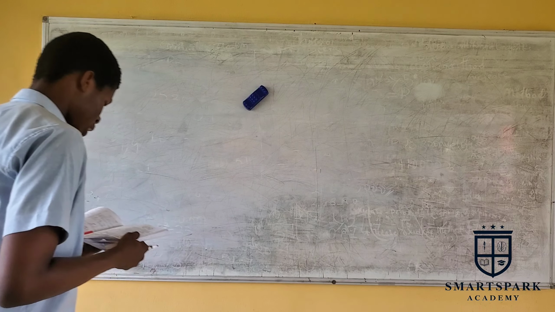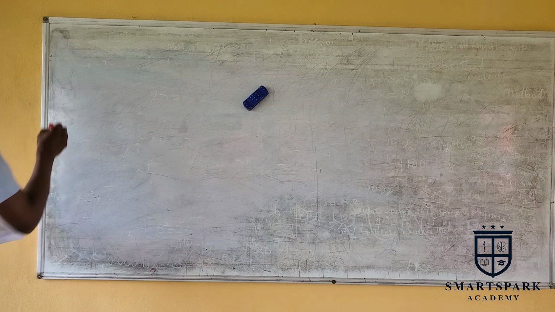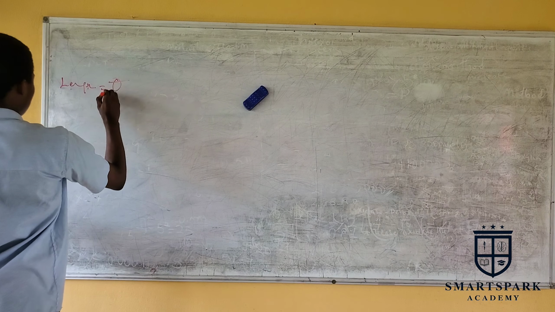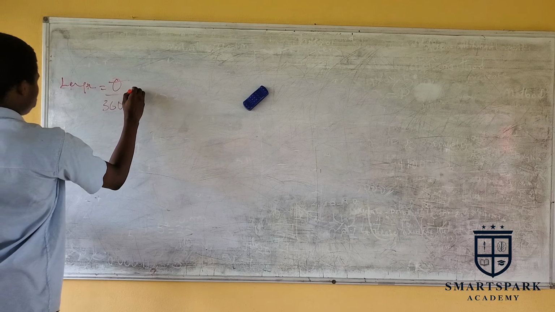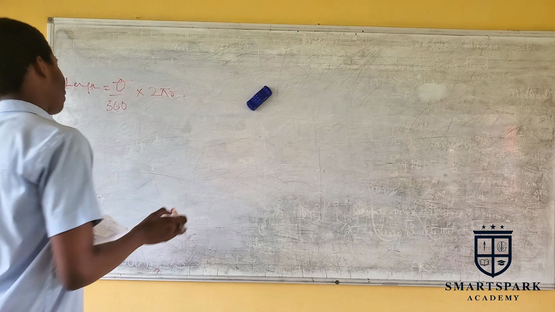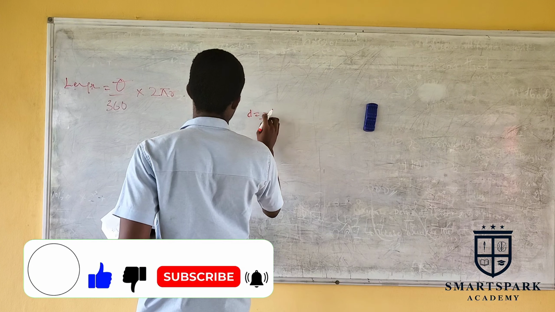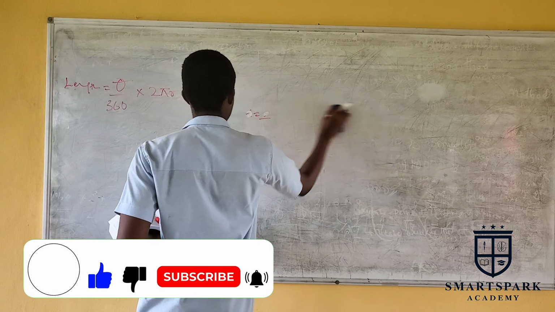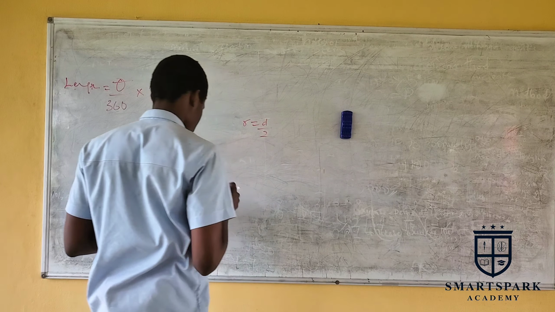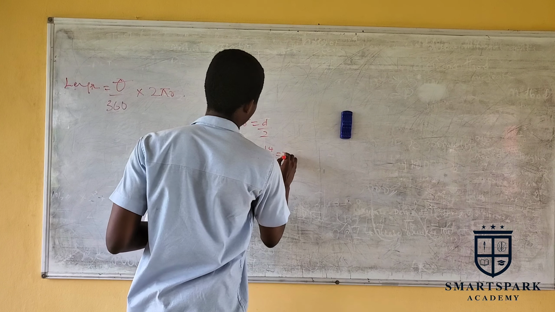So now we are going to be writing out the formula for the length of an arc. The formula for the length of an arc is theta over 360 times 2 pi r. From our question, they said the diameter is 14 centimeters, and we can recall that radius is equal to diameter over 2. So our diameter is 14 over 2, which gives us 7.